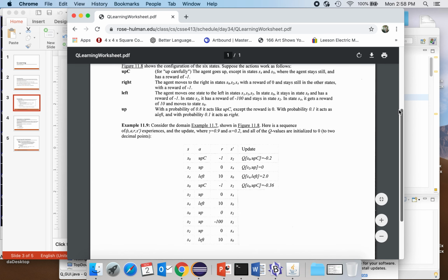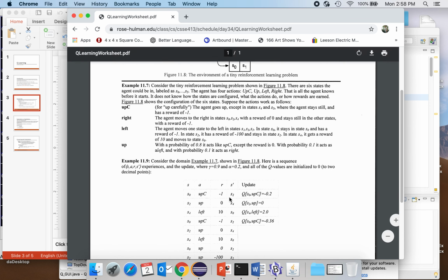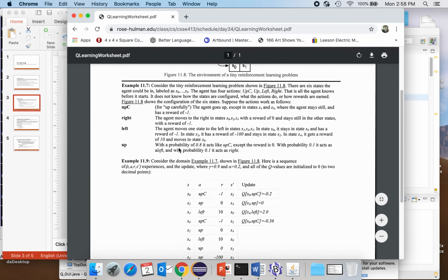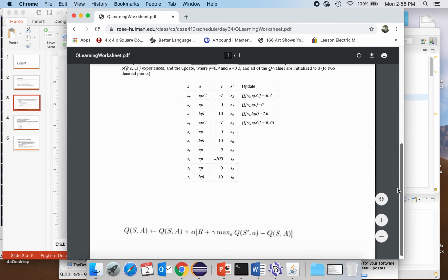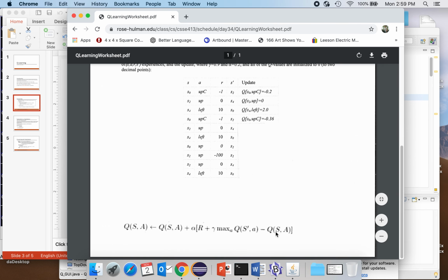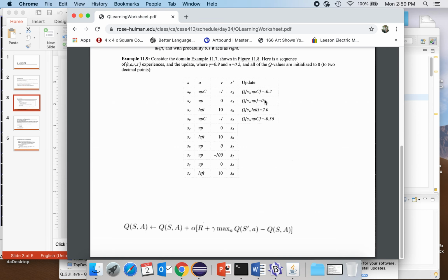All right, so now we're in S2, and we decide to go up. With a probability of 0.8, it acts just like up C. So we are going to be in state S4, and the reward is 0. So what is this value over here? Well, just like we have seen a moment ago, 0, 0, reward 0. So we have some concrete information. It is 0. Fantastic. We learned something new.